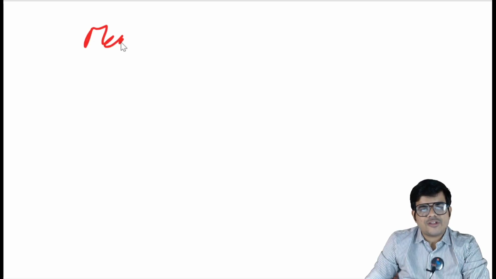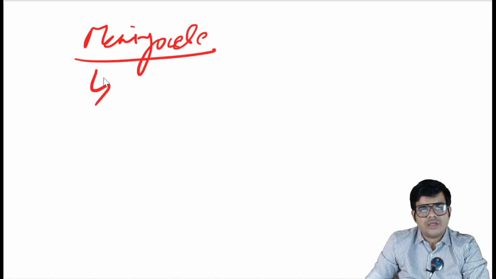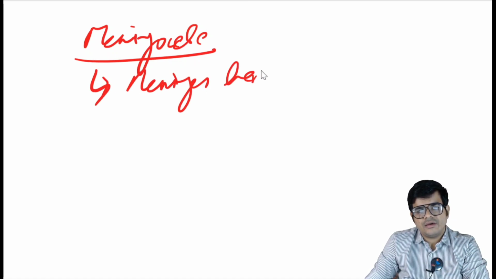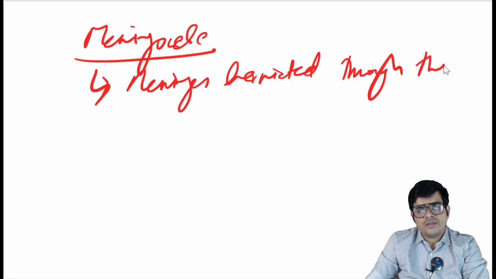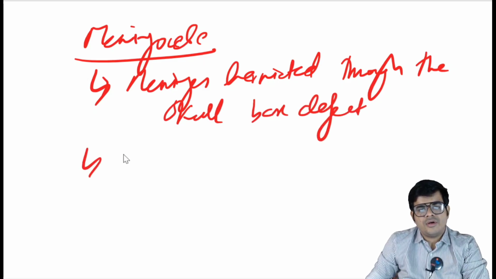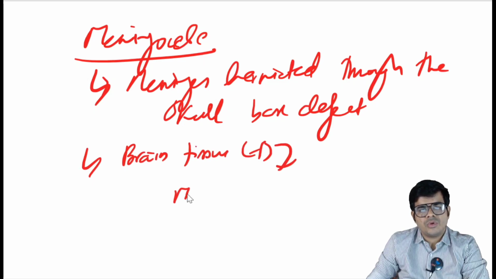Okay, so first of all, meningocele, where the meninges get herniated through the skull base defect. Okay, if brain tissue is present, then that is what is meant by meningoencephalocele. Okay, meningoencephalocele.